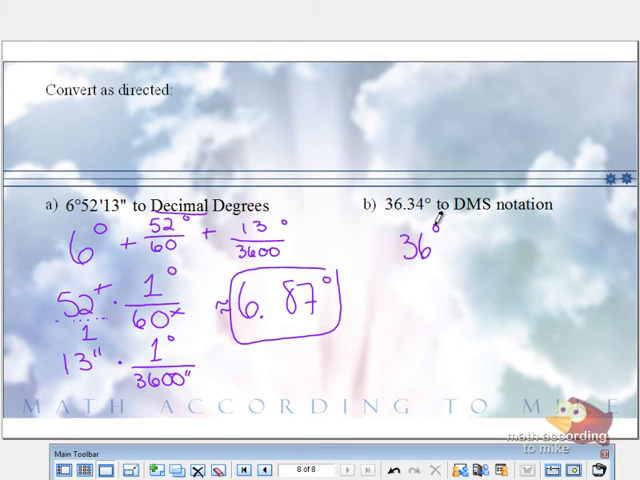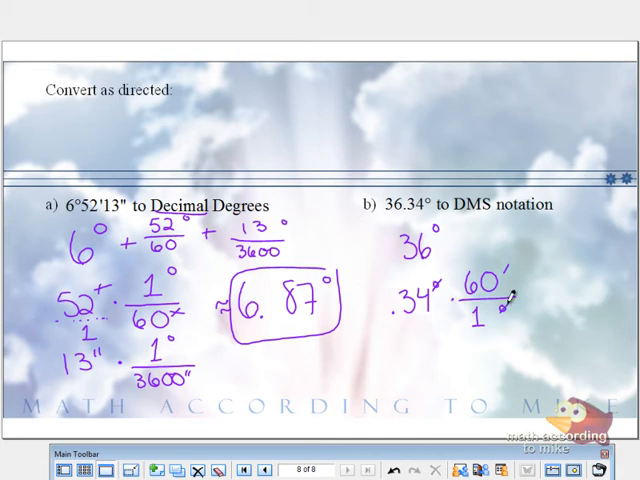So since 36 is the whole part, we leave that part alone. So we take the decimal portion, 0.34 degrees. So what unit goes up top? And what goes down? And what's the ratio? Is it okay with everyone? So degrees cancel. So times 60.